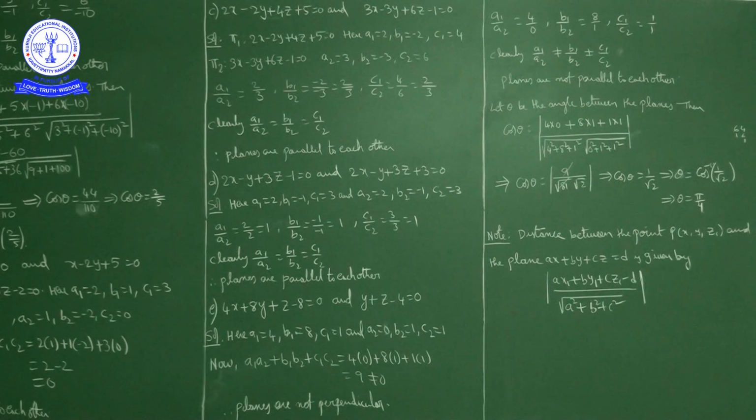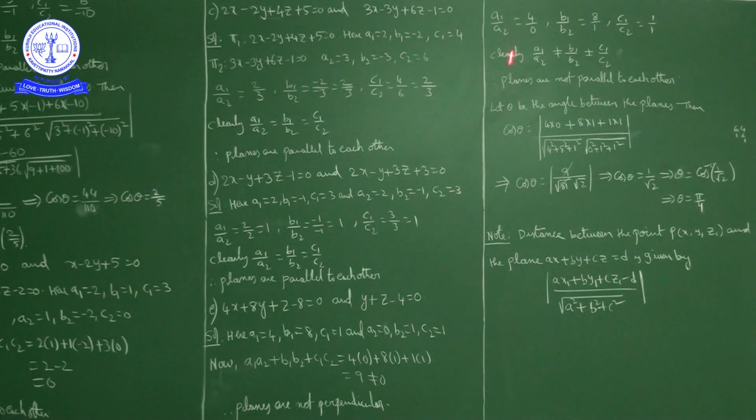They are not perpendicular, so I'll check whether the planes are parallel or not. They are not parallel, because here the x coefficient is 4 and there it is 0. So the ratios 4 by 0 and 8 by 1 are not equal. Here we are not dividing 4 by 0, we are only taking the ratio. If you are comfortable, you can also write a2 by a1, b2 by b1 and c2 by c1.